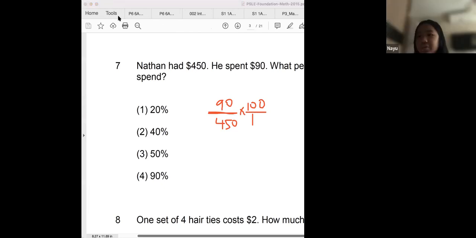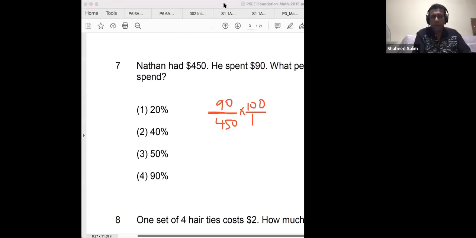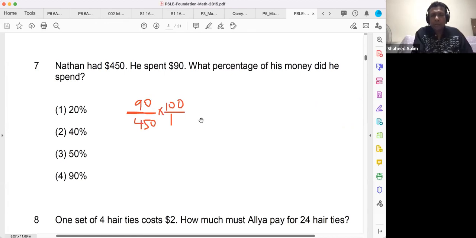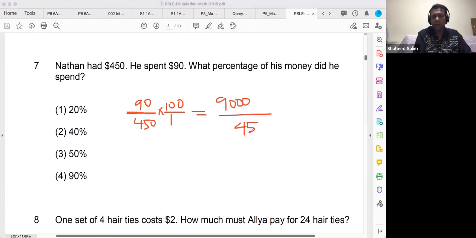9,000 of 450. What again? 9,450. You cancel, reduce, reduce. You can cancel the zero. Both can divide by 9. 45 can divide by 9, 9 can divide by 9. Cancel, right? 1. So now you divide by 9, divide by 9. What do you get?